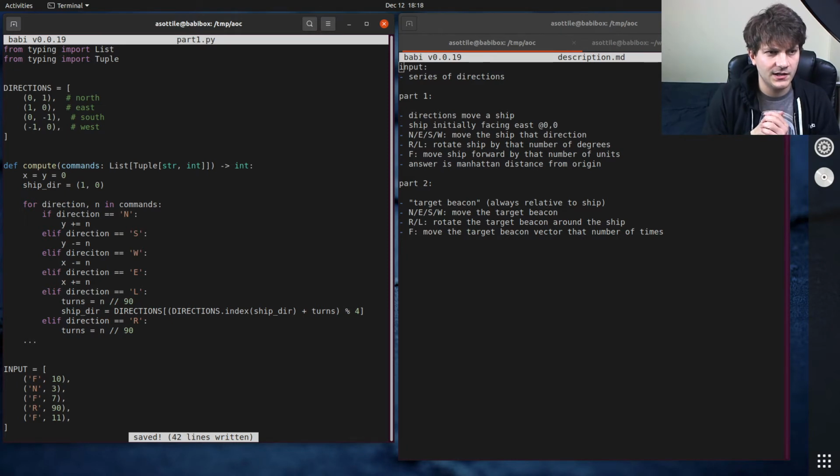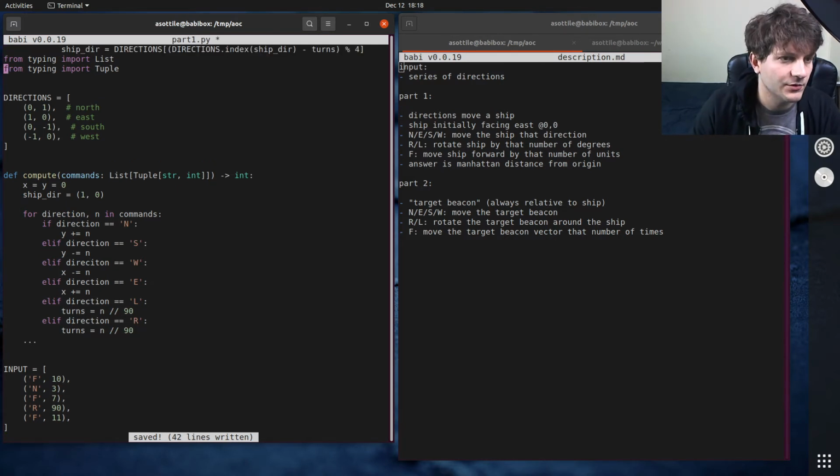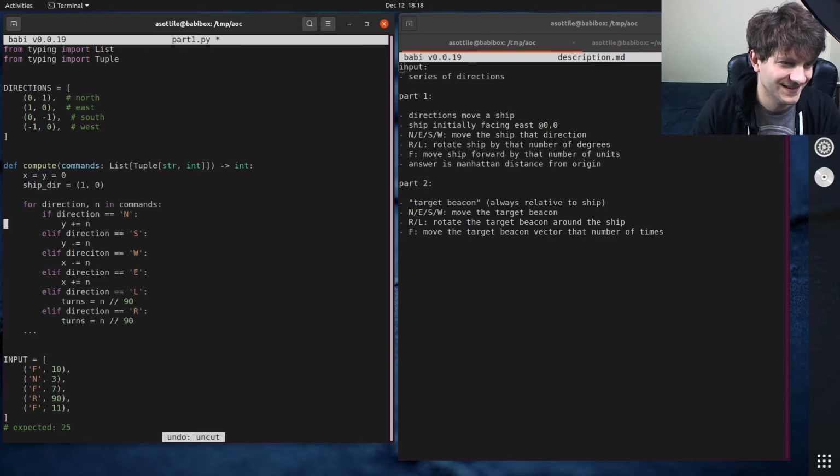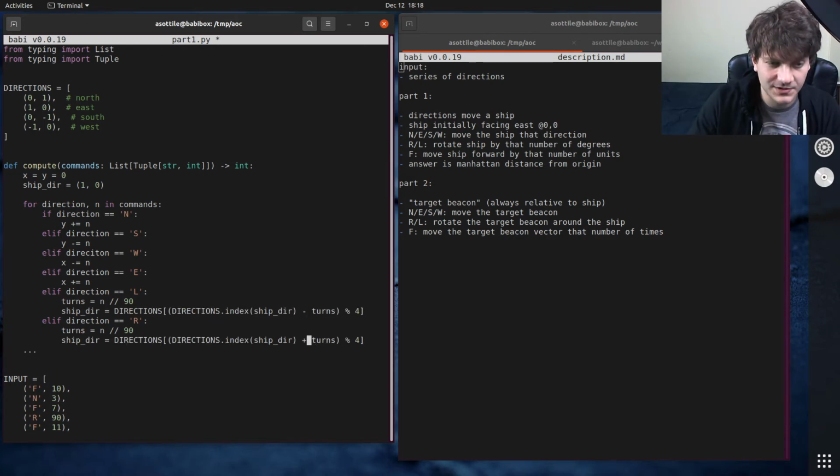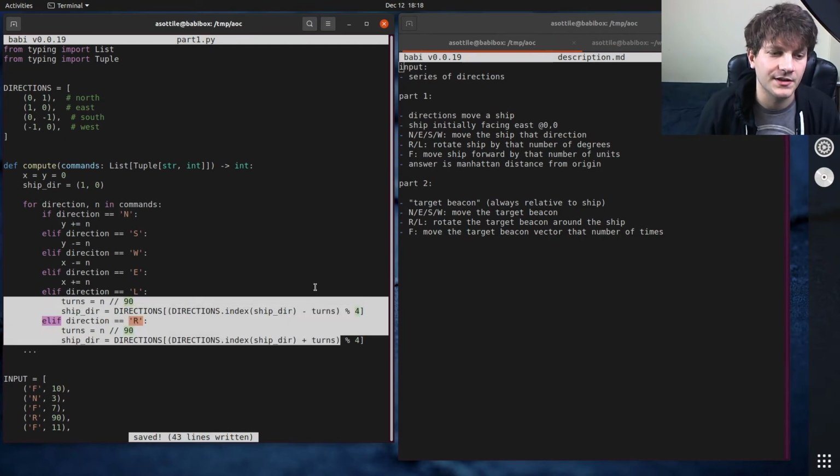Left, we add the turns? No, we subtract the turns for left. We add the turns for right. But yeah, oops. That's weird. Must have pressed the wrong key. But we add the turns for right. So this is kind of how you manage the left and right.